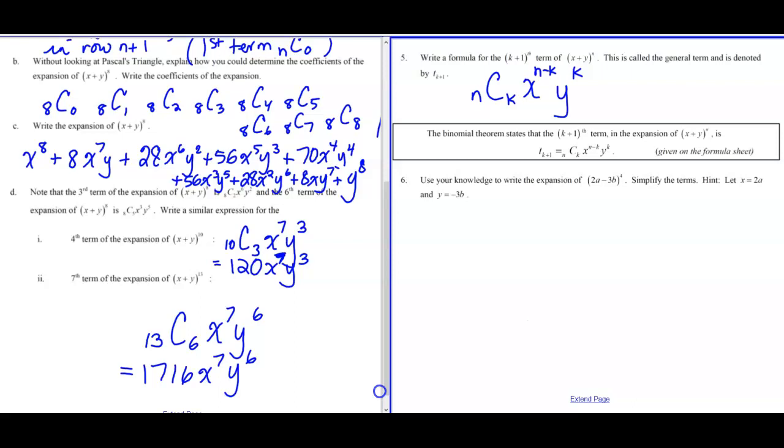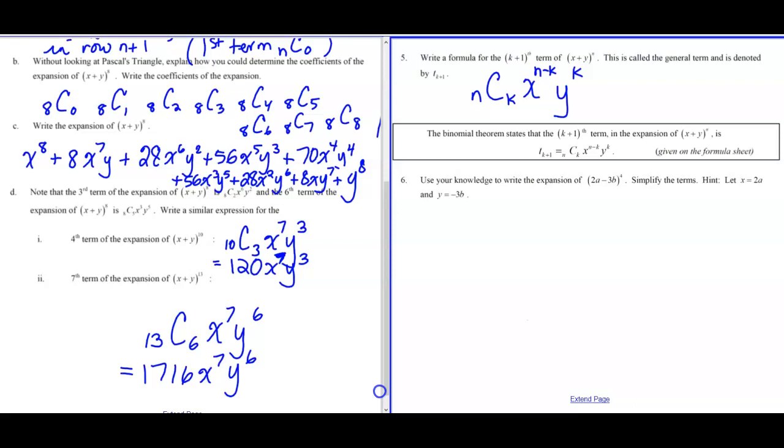Okay, question 6. Use your knowledge to write the expansion of that. Notice the difference. You don't have x's and y's, which is fine, who cares, whether it's a, b, or x, or y. But we have coefficients, and it's subtracting. So you have to be a little bit careful.